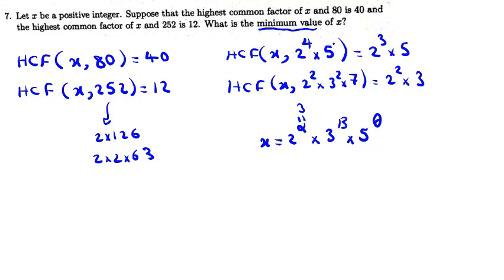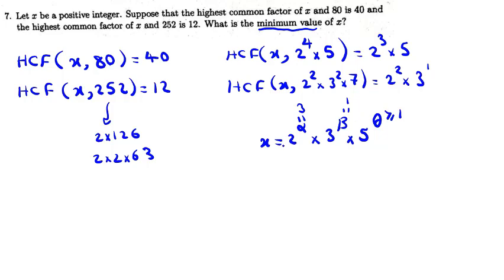For 5, we have 1, so you can conclude theta is at least 1 from the first one. And for 3, we don't have any condition from the first one. For the second one, 2 and 2, so it's okay. For 3, it is 2 and 1, so the minimum is 1. So we conclude beta is 1 and theta is at least 1.